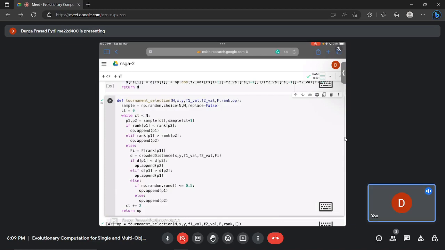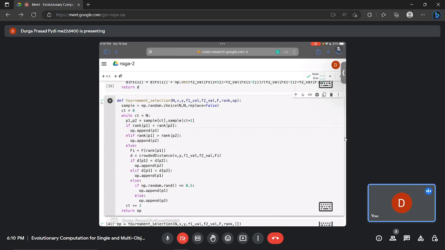And this counter is essentially to count the number of individuals that you are adding to your population. So it should be less than n, like your population size. So I am taking two individuals to compare. One is at the current value, one is the next value. Once I get random numbers, I am just picking two of them and comparing whether the rank of the first individual is less than the rank of the second individual.